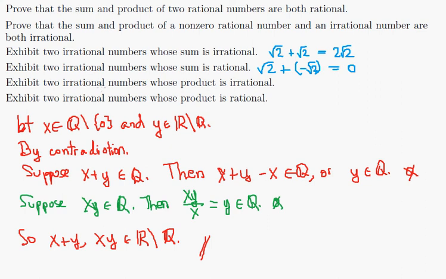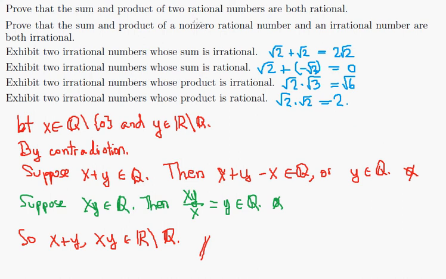Exhibit two irrational numbers whose product is irrational. So if I take the square root of 2 times the square root of 3, then that would be the square root of 6. And so irrational times irrational could be irrational. But I could take two irrational numbers, like the square root of 2 times the square root of 2, and the product could be a rational number.